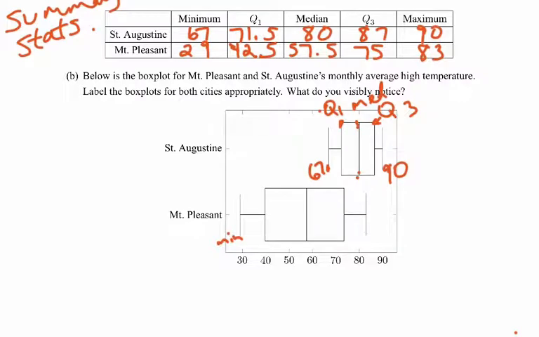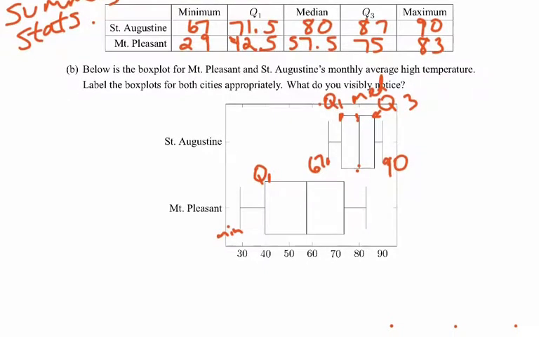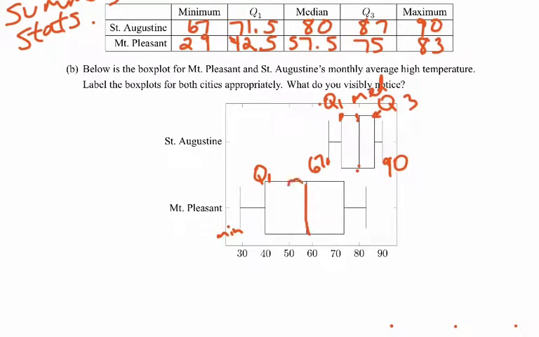And then Q1 for Mount Pleasant was 42.5. So Q1, my graph might be a little bit off, or I'm questioning that 42.5 number, but either way, this is where the edge of this box is where Q1 would go. The median is 57.5. That looks about right for this line, so that's going to be our median for Mount Pleasant.